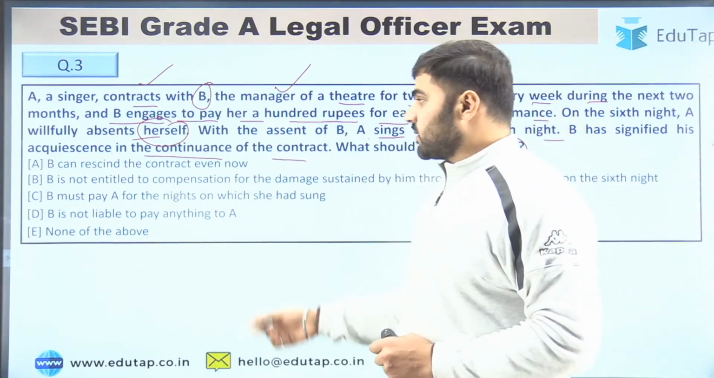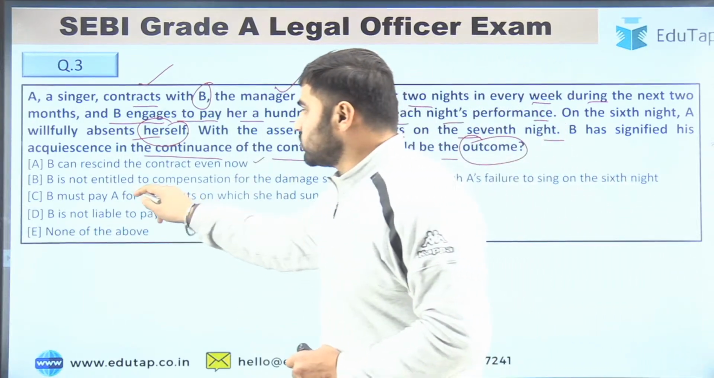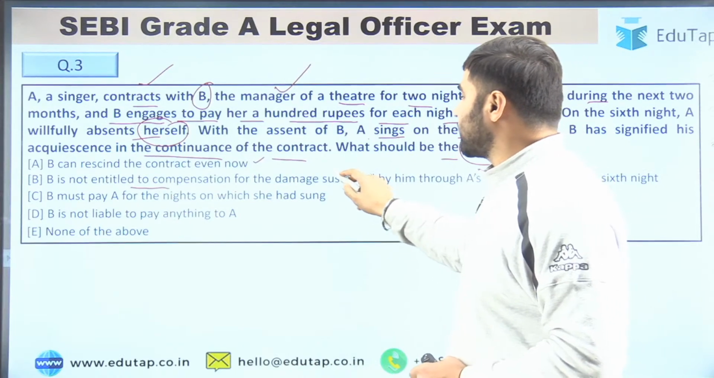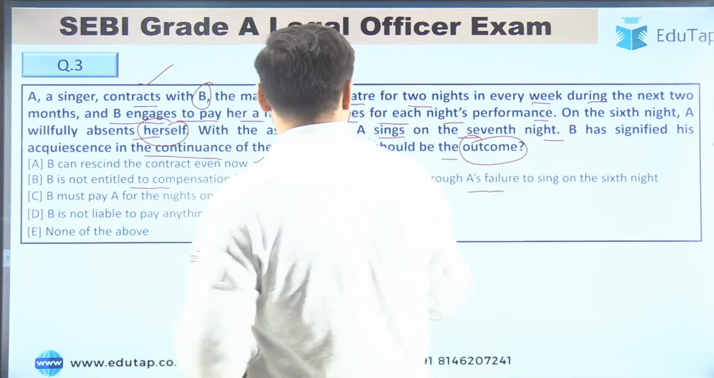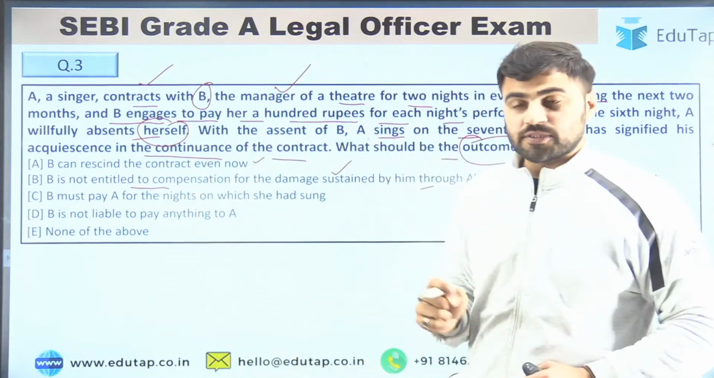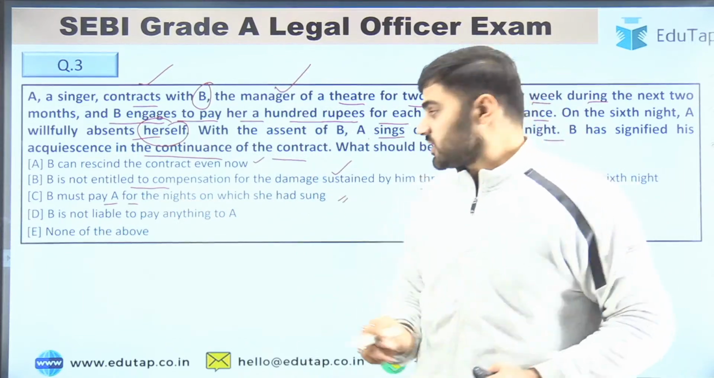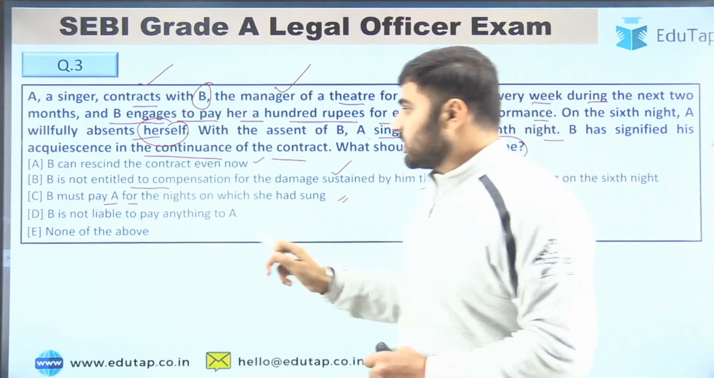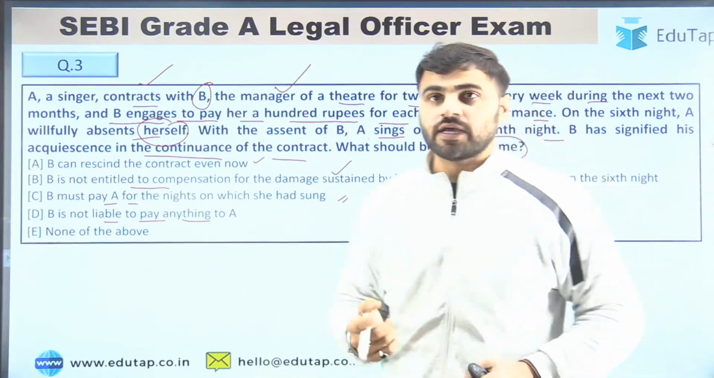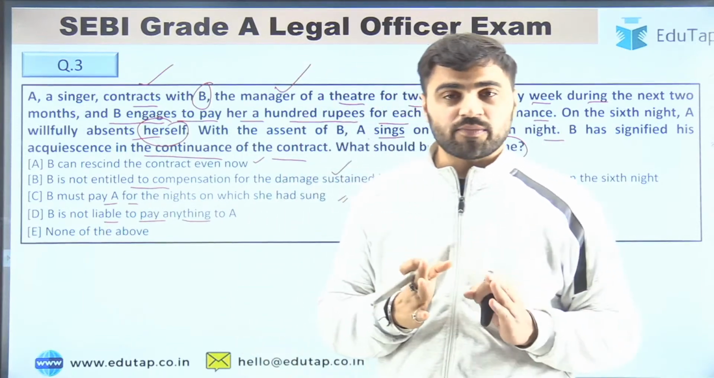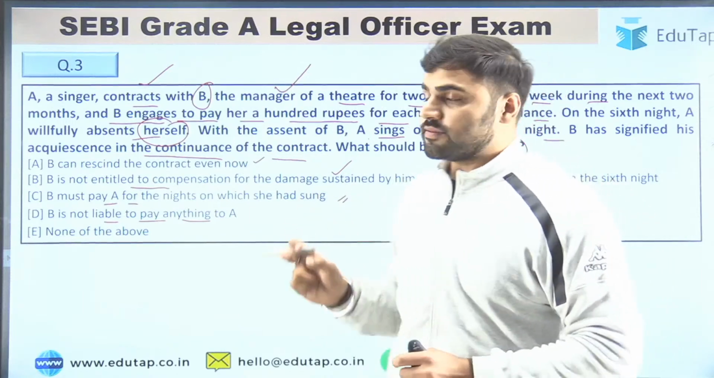The options are: A, B can rescind the contract even now. B, B is not entitled to compensation for the damage sustained by him through A's failure to sing on the 6th night. Option C, B must pay A for the nights on which she had sung. Option D, B is not liable to pay anything to A. Option E is none of the above. Guys, read the question properly, then try to attempt it. What should be the right answer for question number 3?